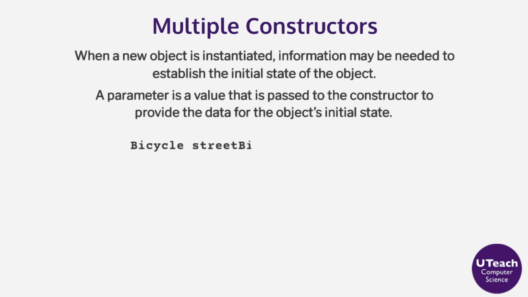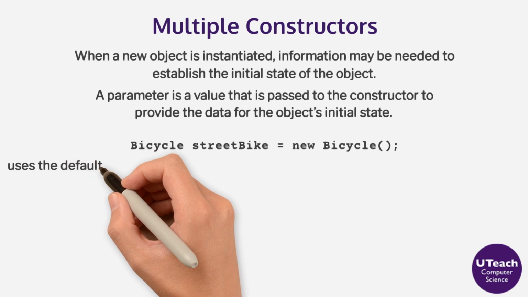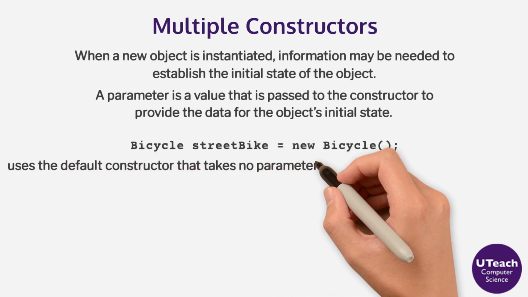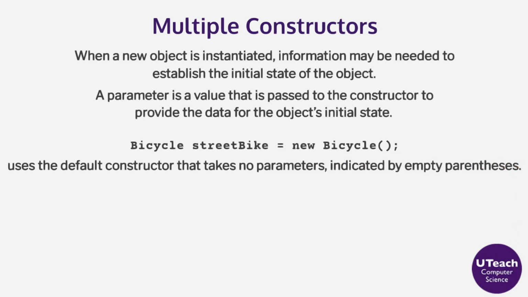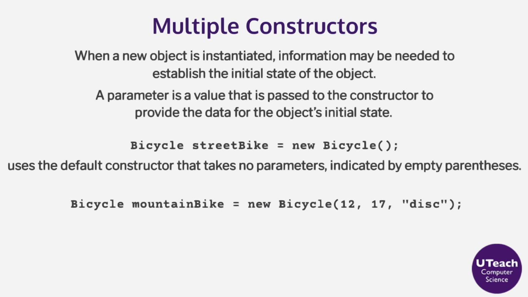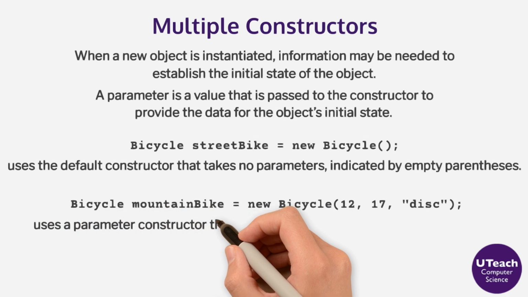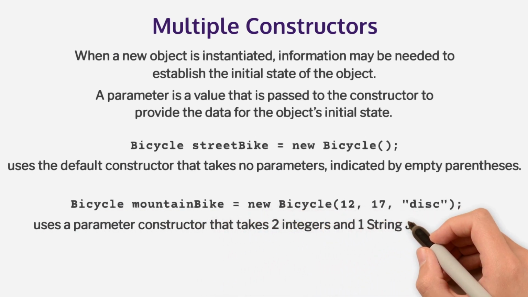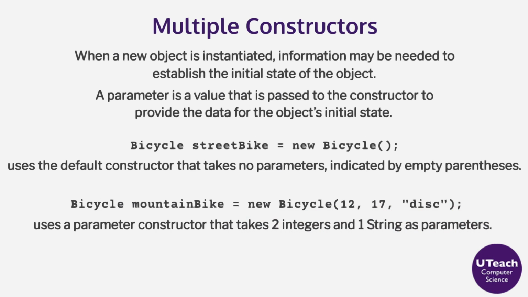Bicycle streetBike = new Bicycle(); uses the default constructor that takes no parameters, as indicated by the empty parentheses. Bicycle mountainBike = new Bicycle(12, 17, "disk"); uses a parameter constructor that takes two integers and one string as parameters. A single class may have multiple constructors as shown here.